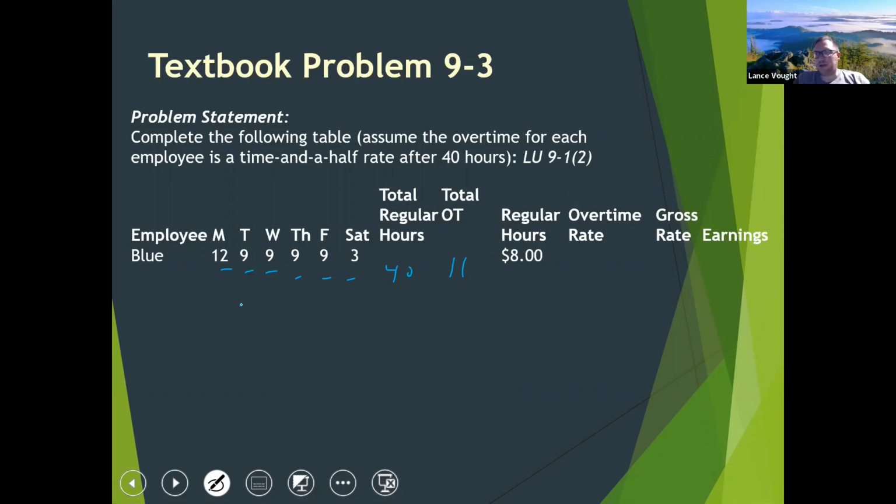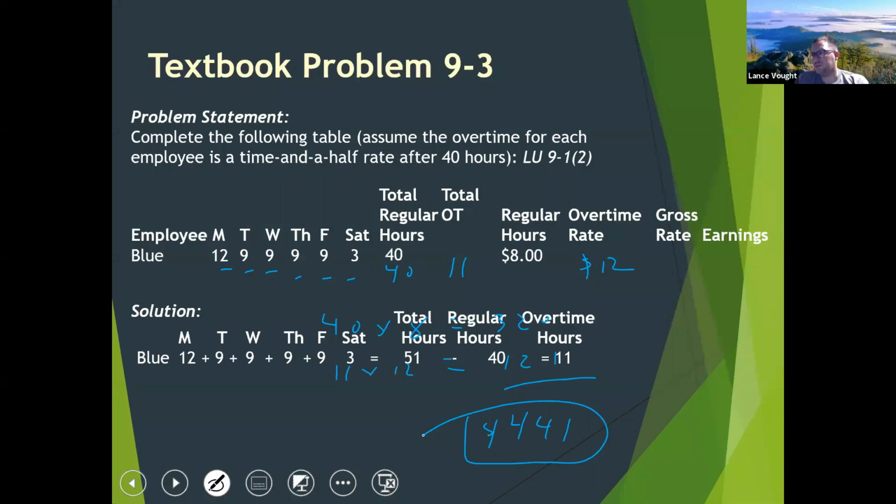Anyways, if you're getting time and a half, 8 times 1.5 is 12. So your overtime rate's going to be 12. So if you work 40 hours at 8, that means you can make $320. 11 times 12 is 121. So that means Blue is getting paid $441 a week for this week.